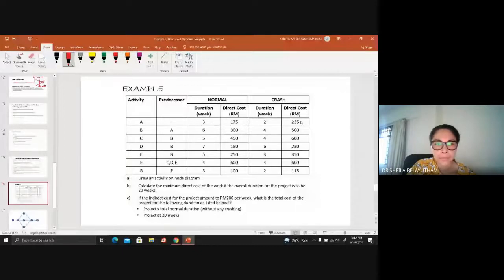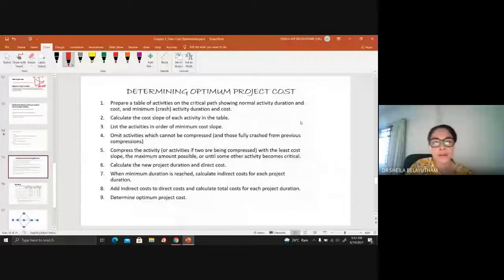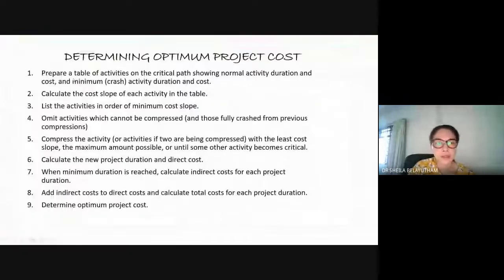Okay, no questions? All right, so the next part of this topic will be how do we calculate the optimum project cost? Okay, there are several steps that you need to follow. Okay, so basically these are the steps. Let me enlarge it. Okay, so these are the steps. First, you need to prepare a table of activities on the critical path showing normal activity duration and cost and minimum crash duration and cost.